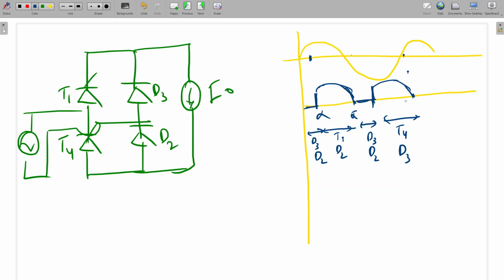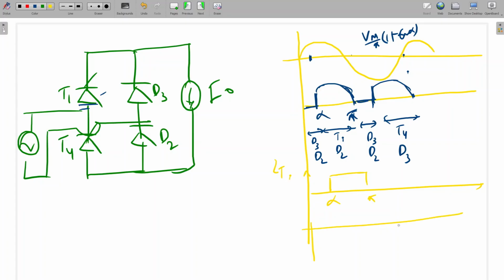Output is the same, so voltage will be the same, Vm by pi into 1 plus cos alpha. But our thyristor and diode current will be different here. So that also we can draw. T1 will be conducting from alpha to pi, so IT1 is alpha to pi. And T4 conducts from pi plus alpha to 2 pi.